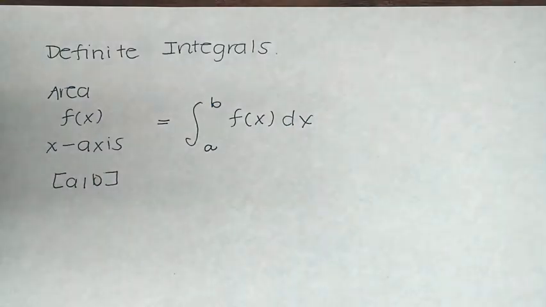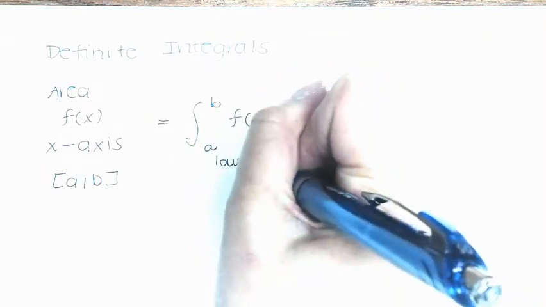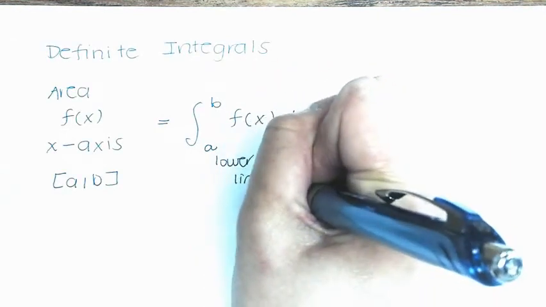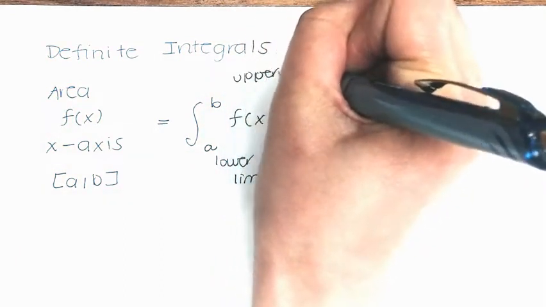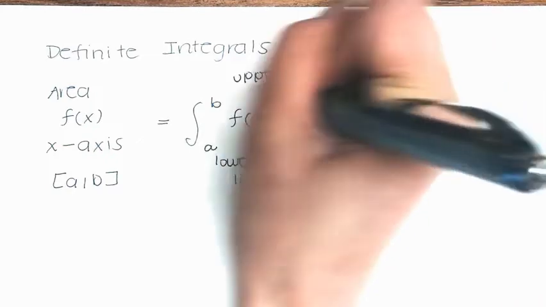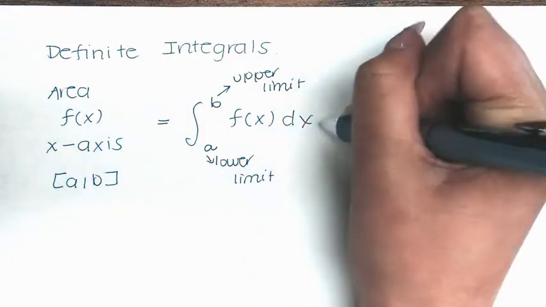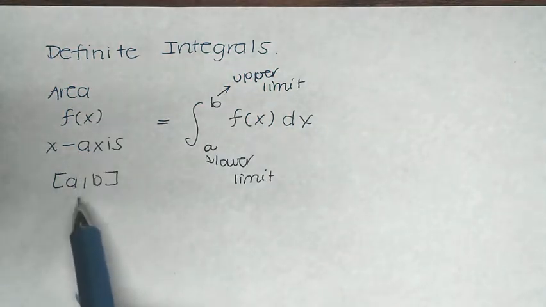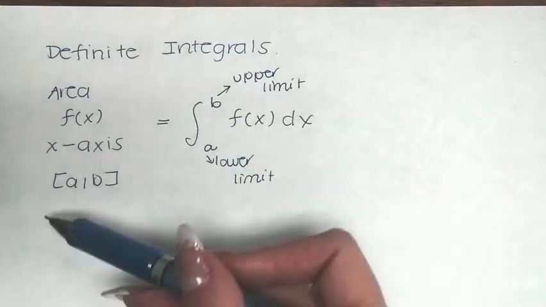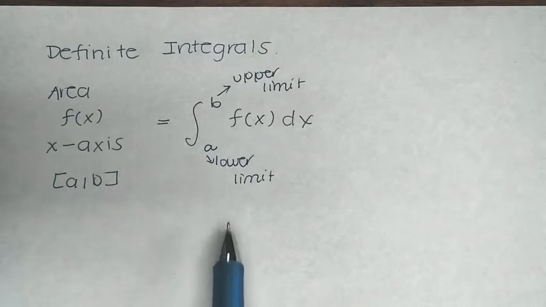What's the meaning of this expression? Well, a is what we call the lower limit, and b is the upper limit. Please remember that your function is f of x dx, so it's going to be the area between a and b above the x-axis and under the function f of x. So that's the meaning of the definite integral.